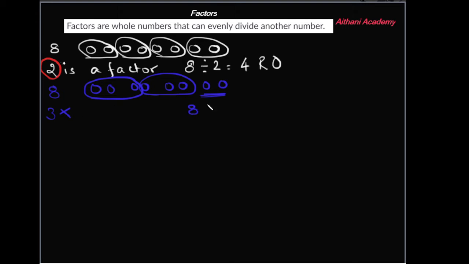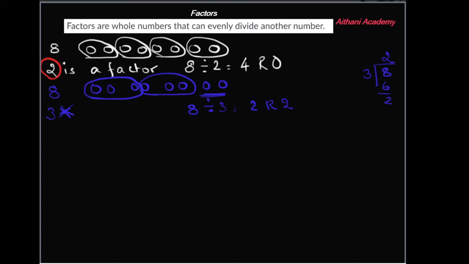How can I write this in the equation form? 8 divided by 3. What is 8 divided by 3? 3 times 2 is 6, remainder 2. 3 is not a factor.